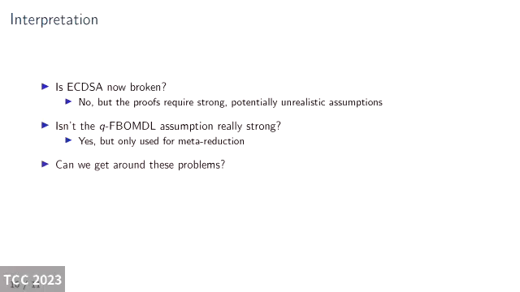Finally, can we get around our impossibility results? Yes, in some sense we can, because as I said, we only rule out algebraic reductions and black-box reductions. So if someone comes up with a non-algebraic or non-black-box reduction, that can get around it.